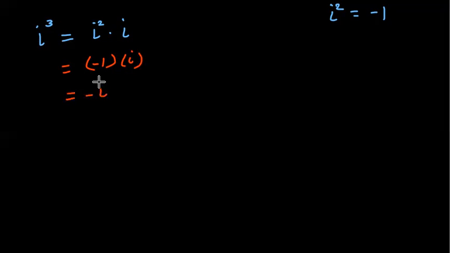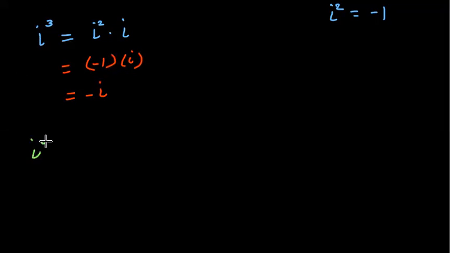So what is the value of i cubed, i to the third power? Well, notice what we said just now. We said i squared is equal to negative 1. i to the third power is equal to i squared multiplied by i, correct? That's i to the third power. Now, i squared is negative 1, so this is negative 1 multiplied by i, hence this is negative i.